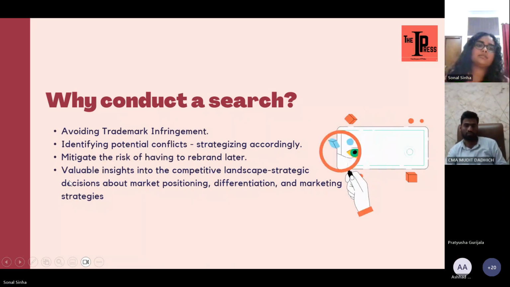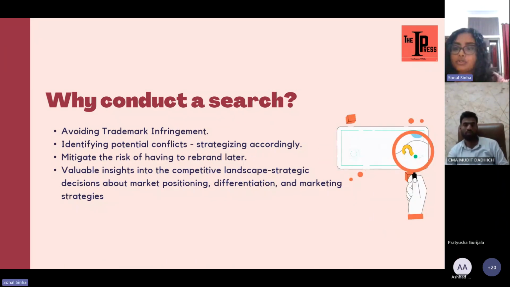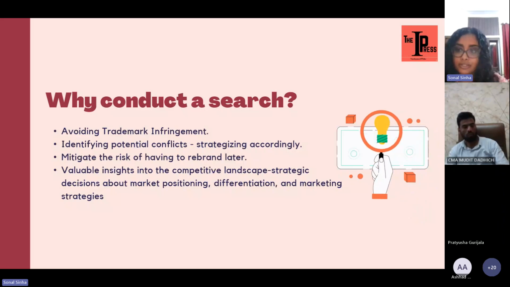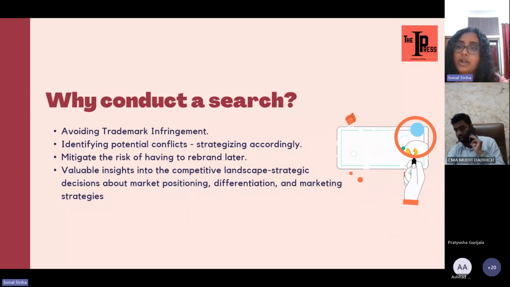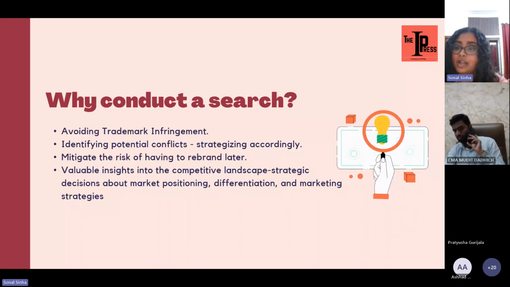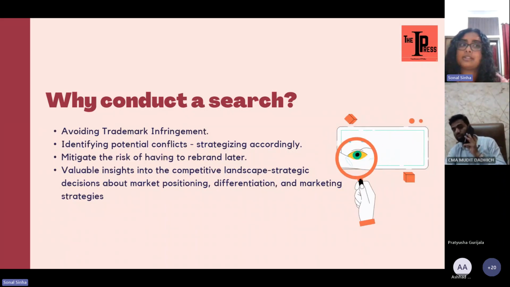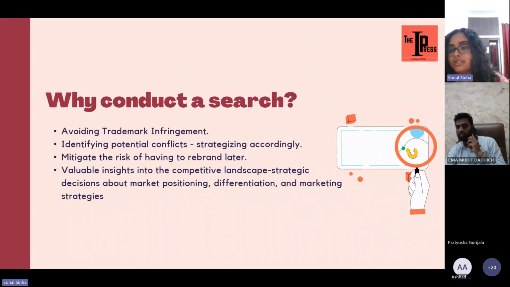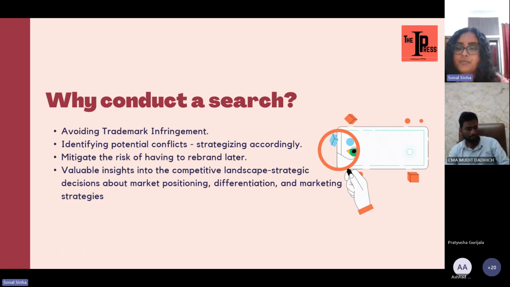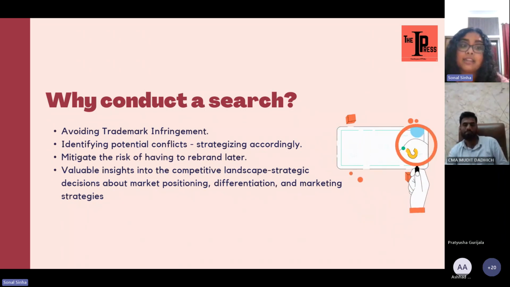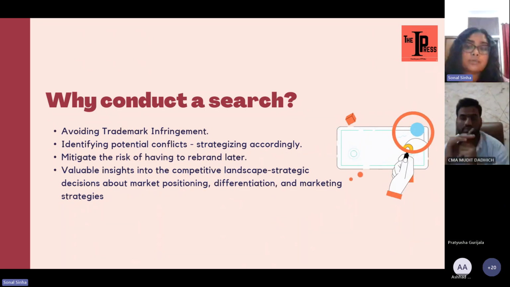Okay, great. So, as I said, avoiding infringement. Why do you conduct a trademark search? To avoid infringement and to identify conflicts. And if there are conflicts, are there ways in which you can come up with strategies to mitigate that risk? And then mitigating the risk of having to rebrand later.